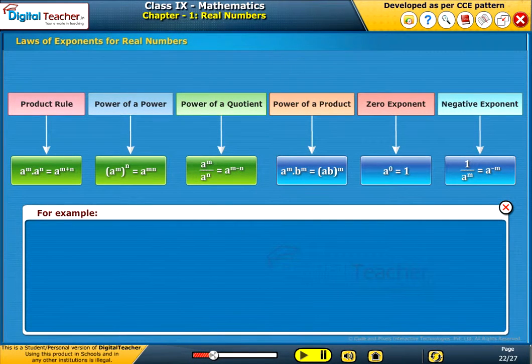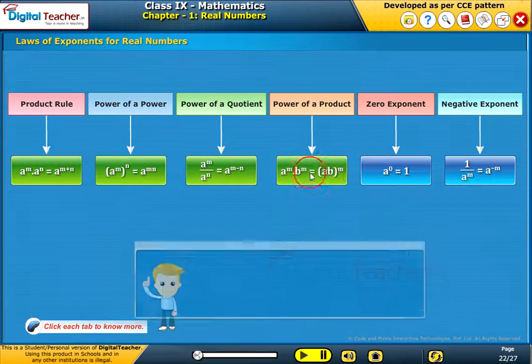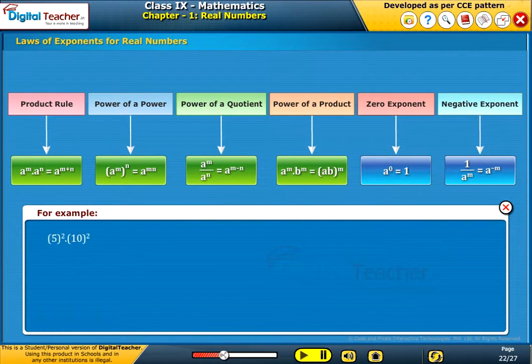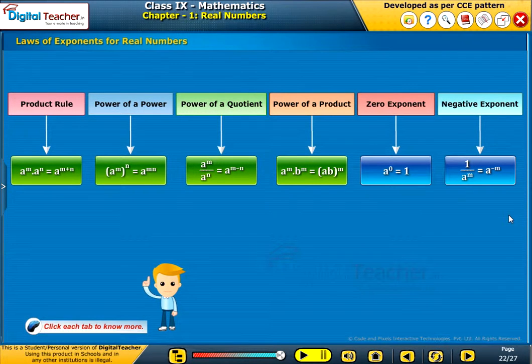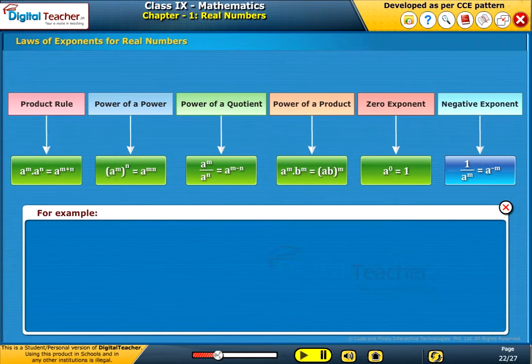For example, let us consider 10 power minus 6 by 10 power 3, which is equal to 10 power minus 6 minus 3, in turn equal to 10 power minus 9. For example, let us consider 5 power 2 into 10 power 2. As powers are same, it can be written as 5 into 10 power 2, that is equal to 50 power 2. For example, 3 power 0 is equal to 1. For example, let us consider 1 by 2 power 3, which is equal to 2 power minus 3.